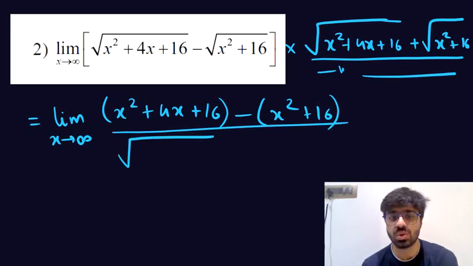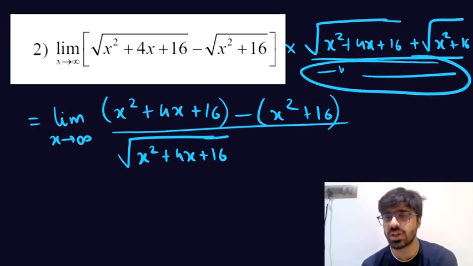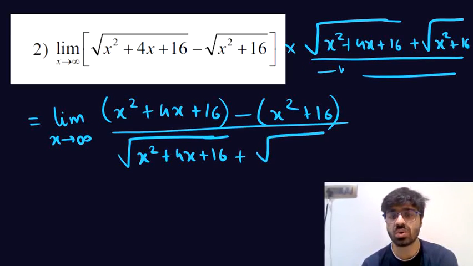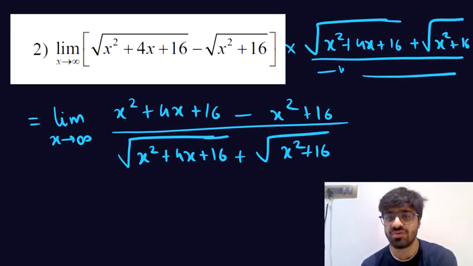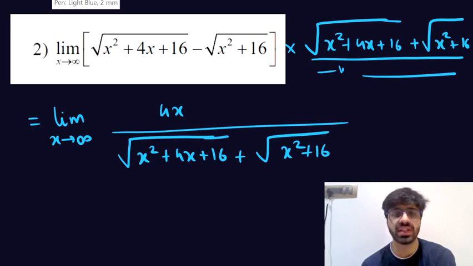In the denominator is root over x square plus 4x plus 16. Basically this term is left in the denominator, so that will be plus root over x square plus 16. So in the numerator, if you expand the two brackets, you have minus x square and minus 16. X square minus x square gets cancelled, 16 and 16 get cancelled. We are left with 4x upon this entire term.